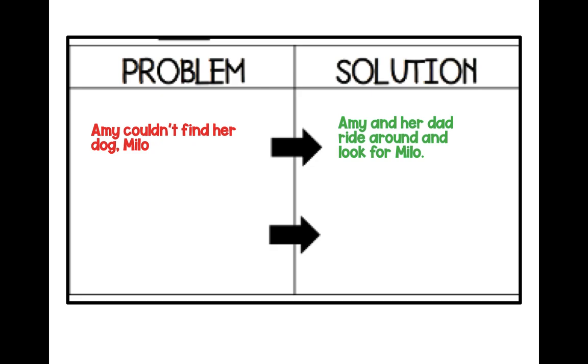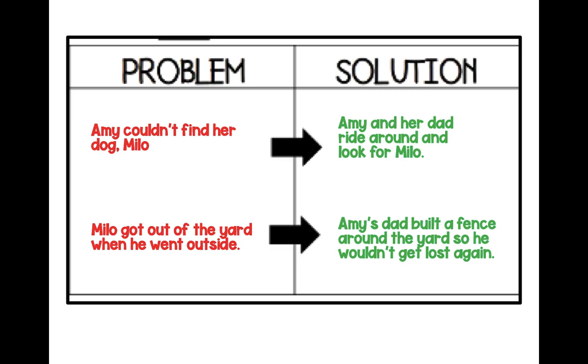Okay, now there still was another problem in this passage. What do you think the next problem was? Yeah, Milo got out of the yard when he went outside. That's how he got lost, because he went out of the yard. So how did they fix that problem in this passage? You got it. That's exactly right. Her dad built a fence around the yard so that he wouldn't get lost again. That's exactly right. Okay, let's try another passage.